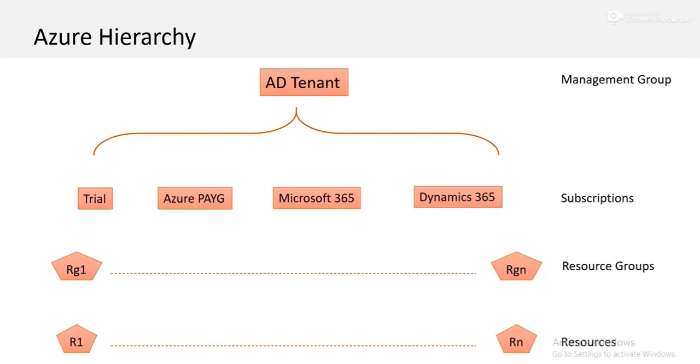Some organizations may have a subscription per business unit. Some actually may even get more granular than that and do a subscription per application. But those subscriptions can be orchestrated however the organization sees fit. There's several different models for how those are consumed, whether it's a trial subscription, pay as you go, or some integrations in with M365. Now, inside of a subscription, we have another organizational construct called a resource group.